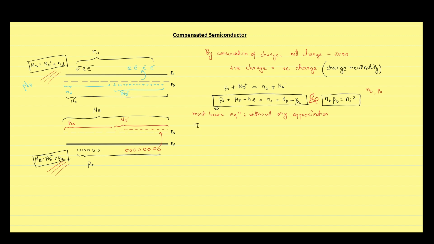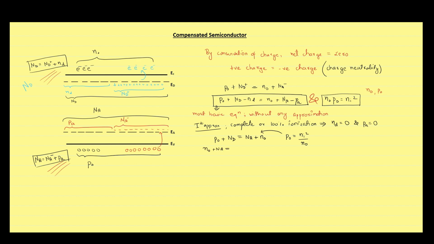Now, we will assume complete annihilation has taken place, meaning that ND is equal to 0. Similarly, PA is also 0. So, the charge neutrality equation will reduce to P0 plus ND equal to Na plus N0. Now, we will put P0 equal to Ni square divided by N0 in this particular equation.